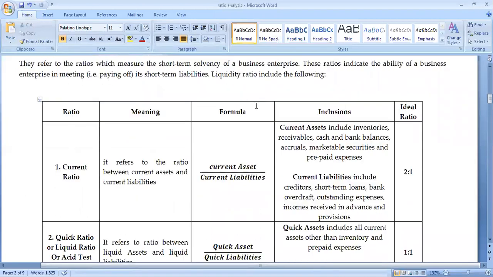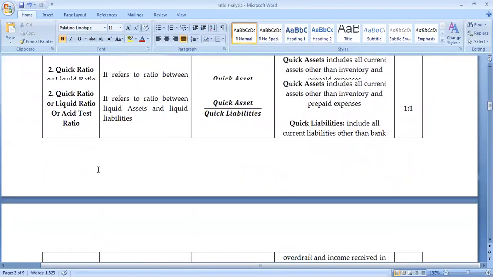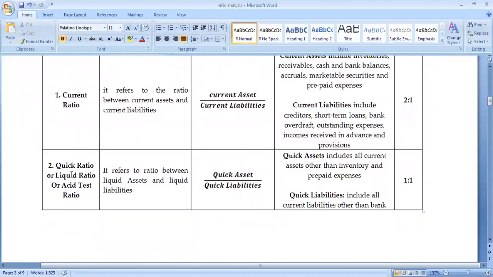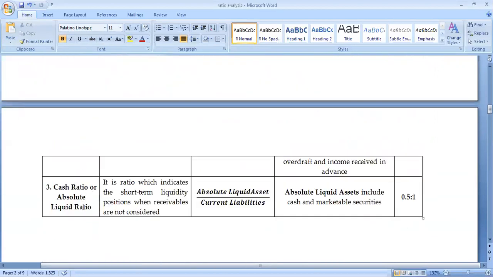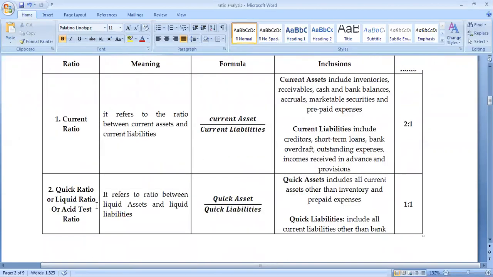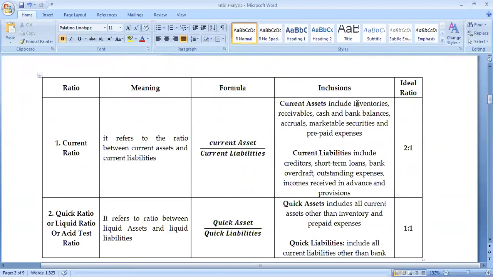The liquidity ratio includes the following. The formula to calculate the liquidity ratio has three kinds. One is the current ratio, another is the quick ratio or liquid ratio, also called the acid test ratio, and the other is the cash ratio or absolute liquid ratio. Clear? I'll analyze this first, and we will discuss the kinds of ratio, the formula, the inclusions, and the ideal ratio.